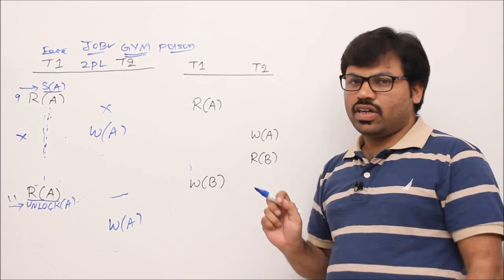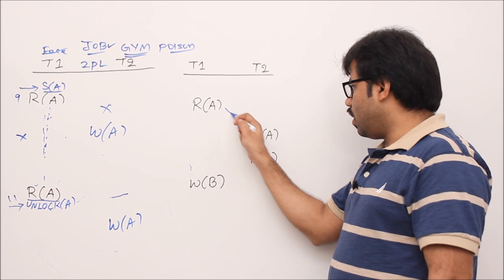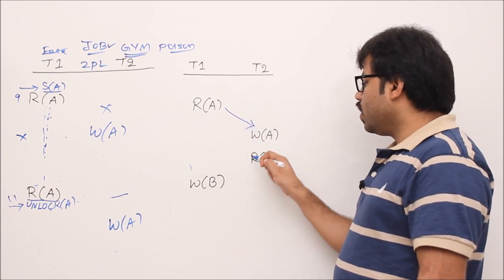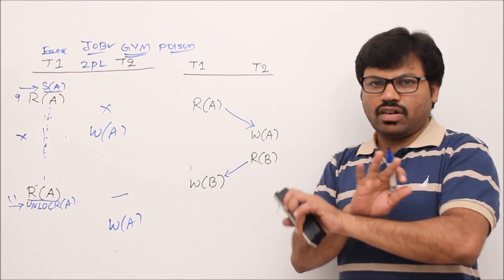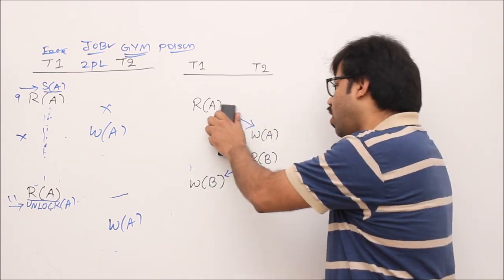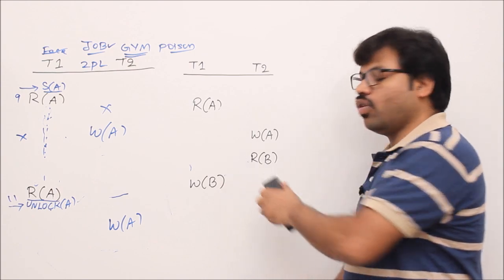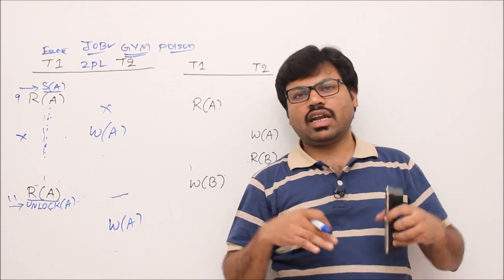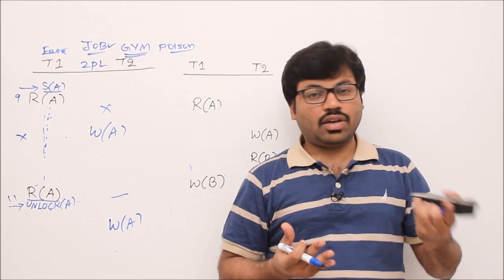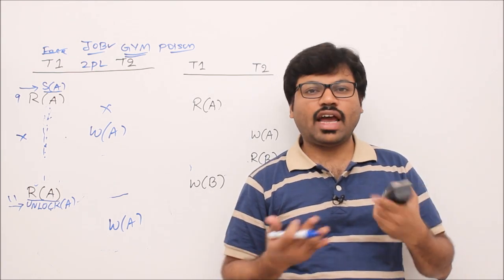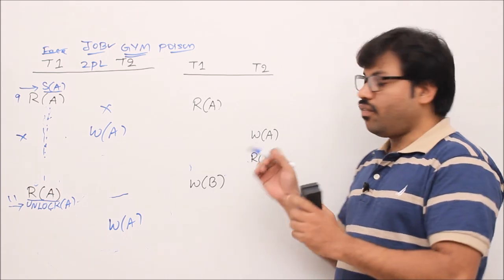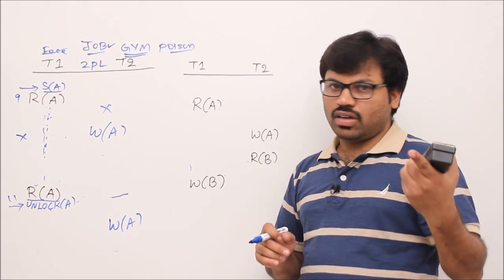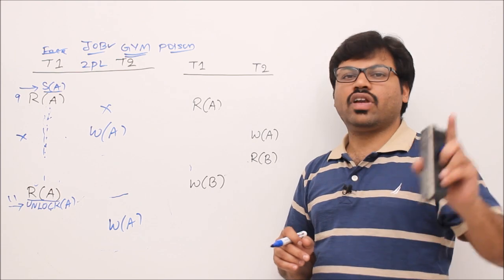So it is not a conflict serializable schedule. You see, read to write, T1 to T2, read B to write B, T2 to T1. Whether it is good or bad, I don't know, but it is definitely not conflict serializable. Already I told you, if a schedule is not conflict serializable, then still it might be good, might not be. We don't have any reason to say whether it is good or bad, right? But if a schedule is allowed under conflict serializability, it's definitely good.